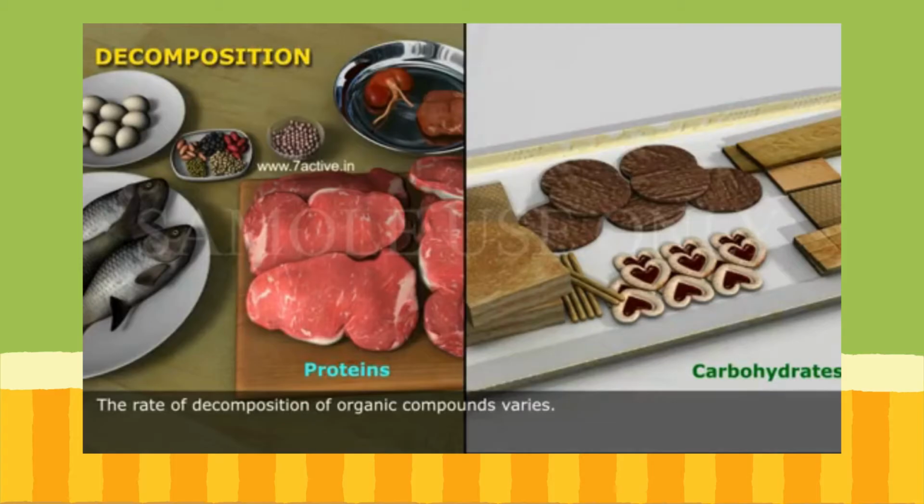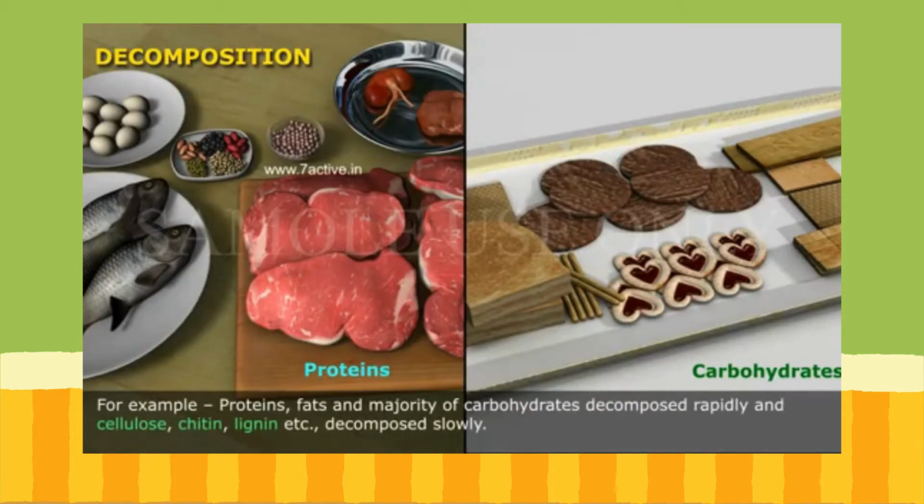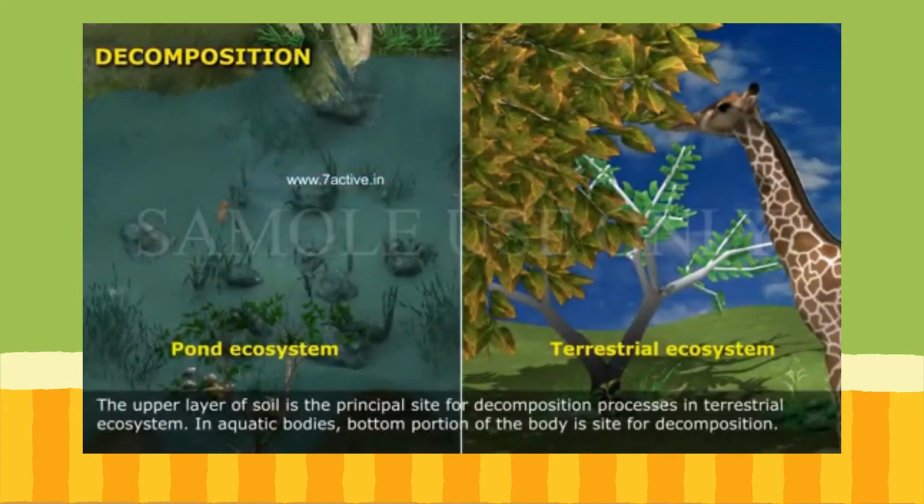The rate of decomposition of organic compounds varies. For example, proteins, fats, and the majority of carbohydrates are decomposed rapidly, and cellulose, chitin, lignin, etc. are decomposed slowly. The upper layer of soil is the principal site for the decomposition process in a terrestrial ecosystem. In aquatic bodies, the bottom portion of the body is the site for decomposition.